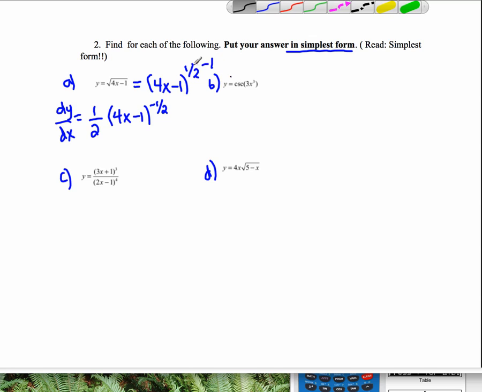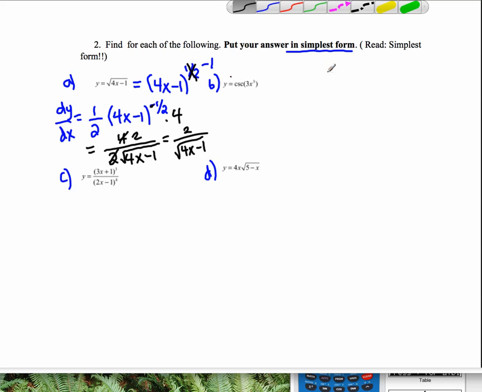But then I just took care of the power. I still have to take care of whatever's inside. So the derivative of 4x minus 1 is just 4. Rewrite 4 times 1 is 4 over 2 the square root of 4x minus 1, and I put it on the bottom since I have a negative power. So now you can reduce, and that becomes 2 over the square root of 4x minus 1. Not so many people had difficulty with this one.